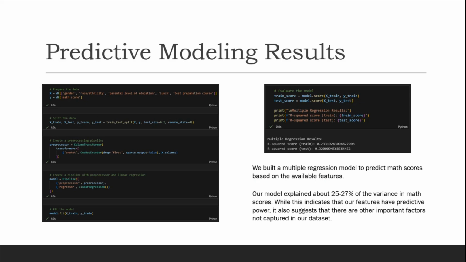Predictive model results. Moving on to our predictive model results, we built a multiple regression model to predict math scores based on the available features. Our model explained about 25 to 27% of variance in math scores. While this indicates that our features have predictive power, it also suggests that there are other important factors not captured in our dataset.